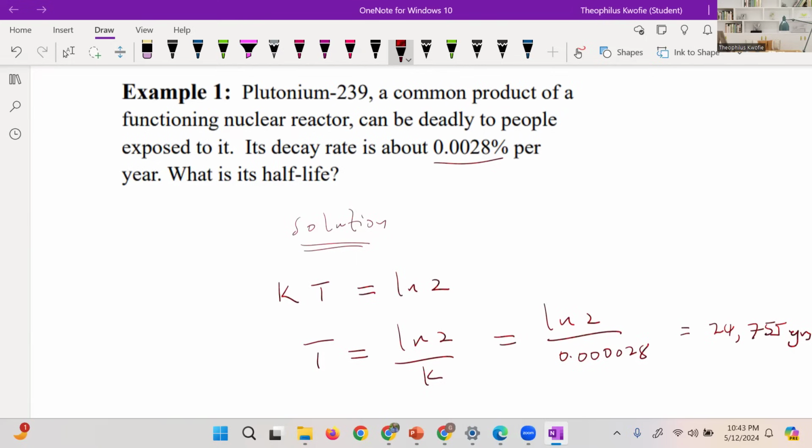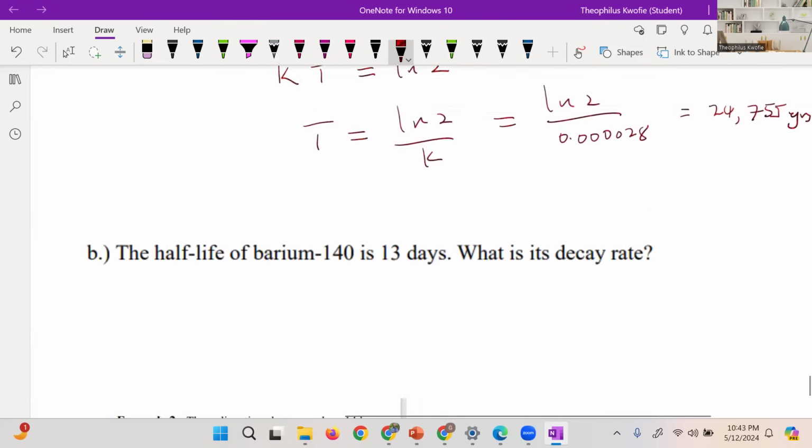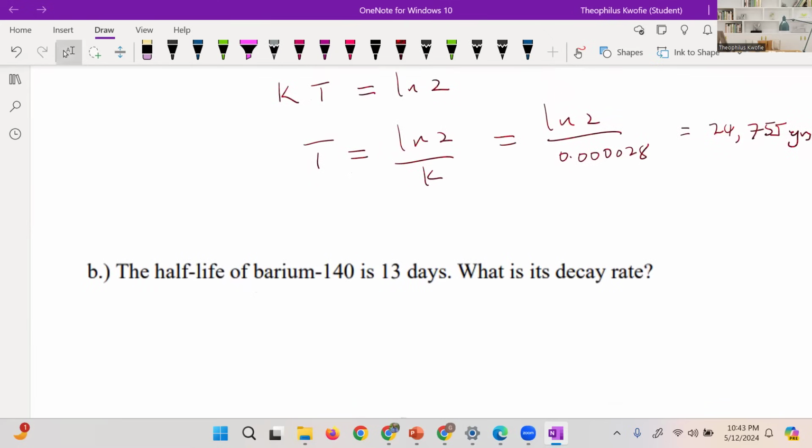Then I want us to look at another interesting question, more or less a follow-up question. The B part is that the half-life of barium-140 is 13 days. Now the question is, what is its decay rate? The decay rate, we denote it as K. That should give us ln 2 divided by T. The half-life of the barium is given, which is 13, so we divide this by 13. And that should give us what?